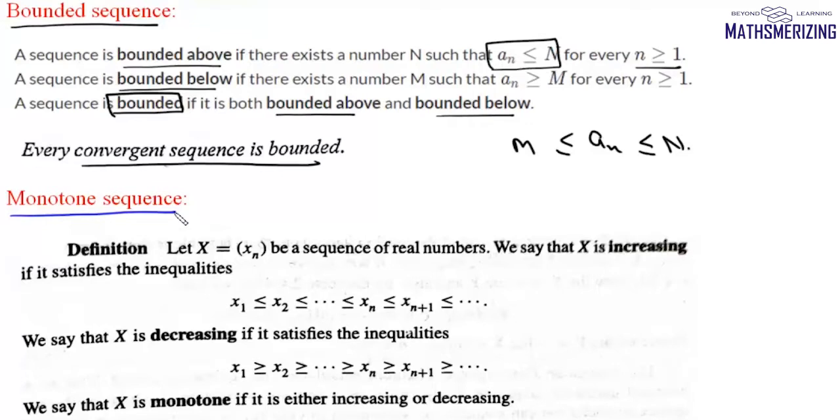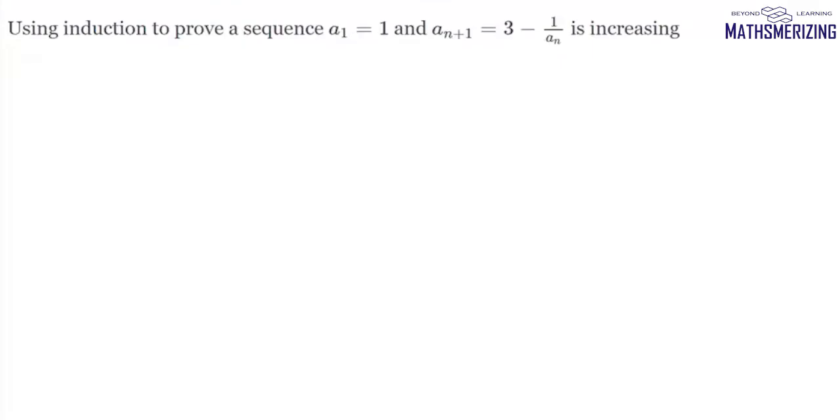So we say any sequence xn, which is a sequence of real numbers, is increasing if x1 is less than or equal to x2, is less than or equal to xn, is less than or equal to xn plus 1. So this sequence, we say it is an increasing sequence. In the same way, if x1 is greater than or equal to x2 and xn is greater than or equal to xn plus 1, we say that the sequence is decreasing. A sequence is said to be monotone if it is either increasing or decreasing. So if we have to prove any sequence is monotone, we need to prove that either it is increasing or it is decreasing. Now let us take up a question.